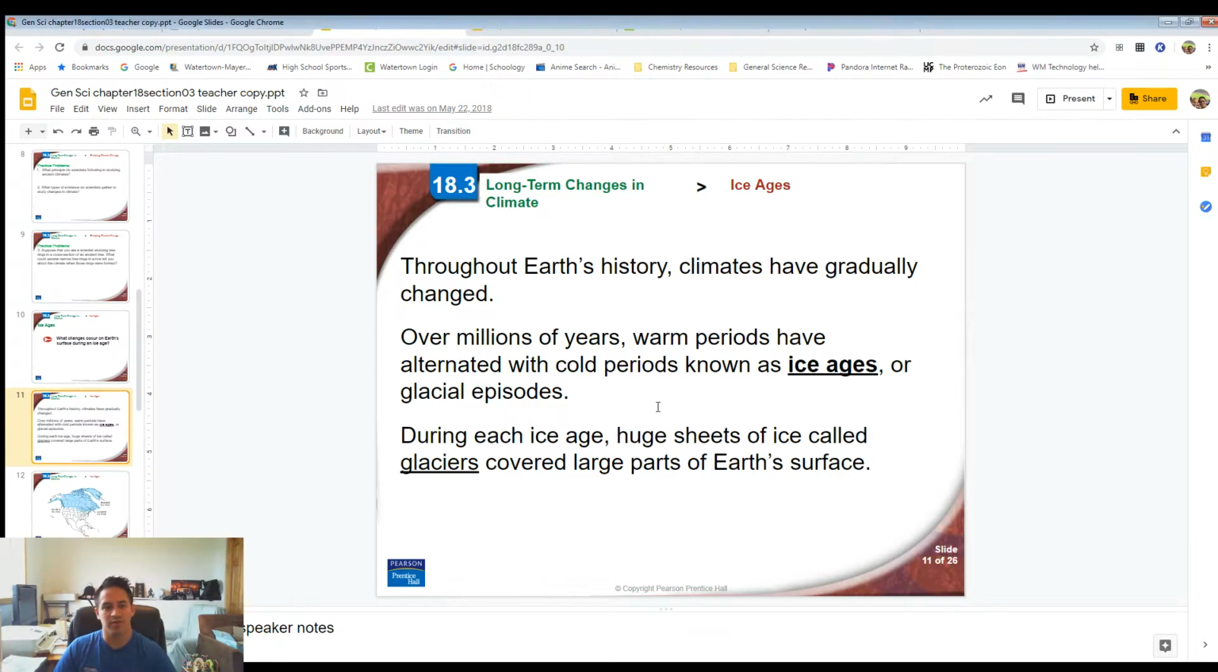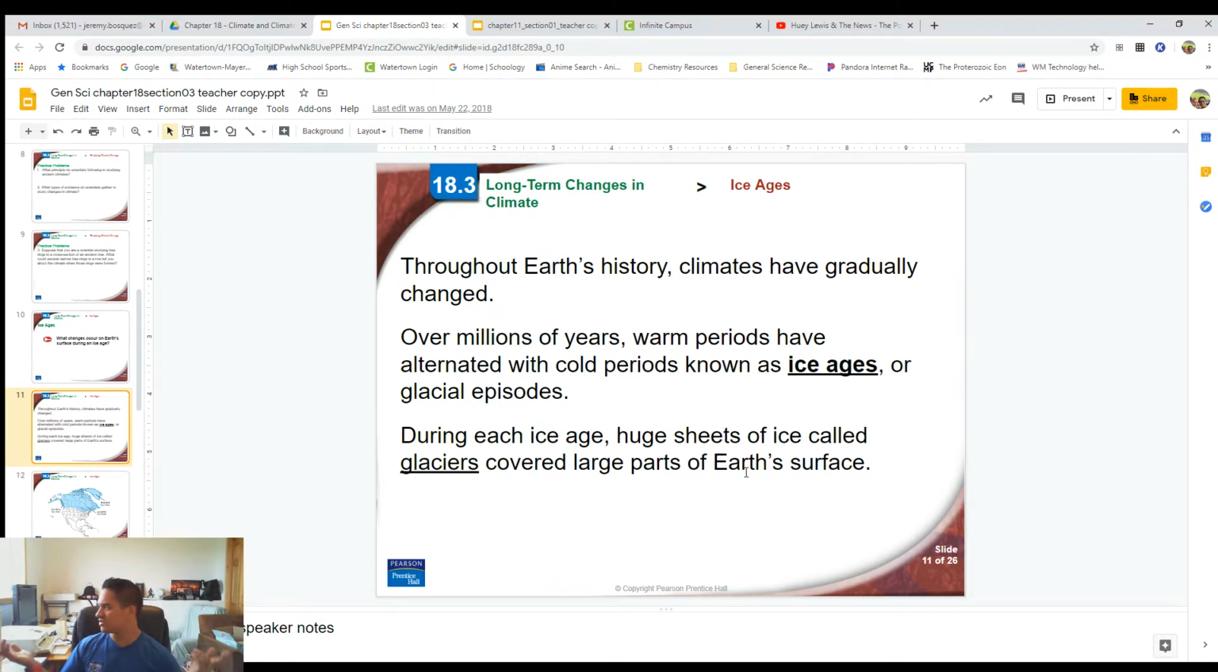And so over time, Earth has gone through this fluctuation of warm temperatures, cold temperatures, warm temperatures, cold temperatures. There are some reasons why we think some of these things have occurred, but all we know is that it happens to be very cyclical, that Earth does this for some reason or another. During these cold periods, these ice ages, huge sheets of ice cover a large portion of Earth's surface. We call these things glaciers, right?